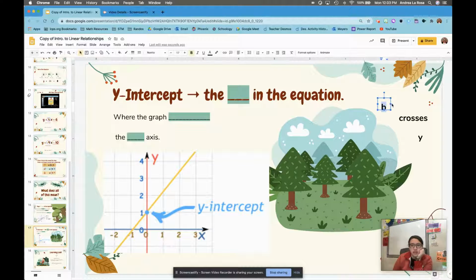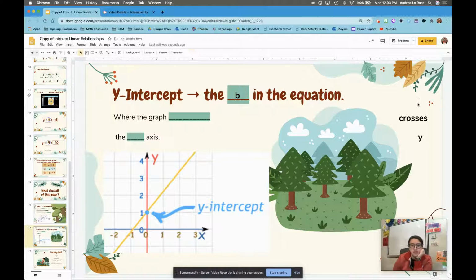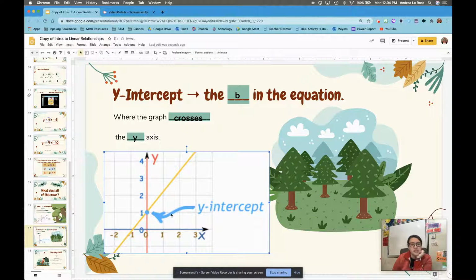And the last one, the y-intercept, remember that is your b in the equation, y equals mx plus b, and that point is where the graph crosses the y-axis. I see on my example down there, my y-axis, the vertical one, the one that's in red. My y-intercept or my b is the point where it crosses. So in this example, my y-intercept would be 1 because my graph, my yellow line, crosses the y-axis at 1.